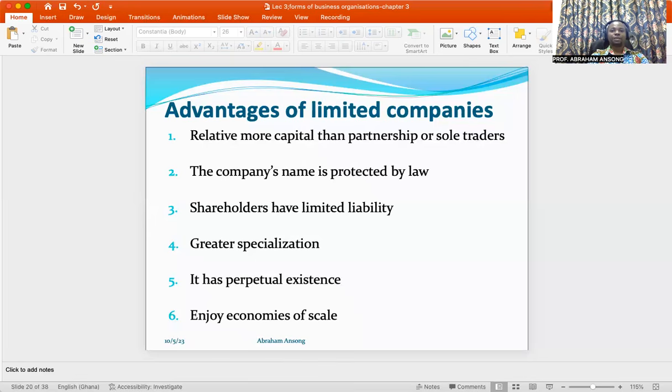So if you struggle to build a brand in terms of the quality of your product, if somebody was to steal that particular name, what it means is that all the investments that you've made in order to raise the image of your company is taken away from you. All right. That is not the case in terms of companies. Your name will be protected.